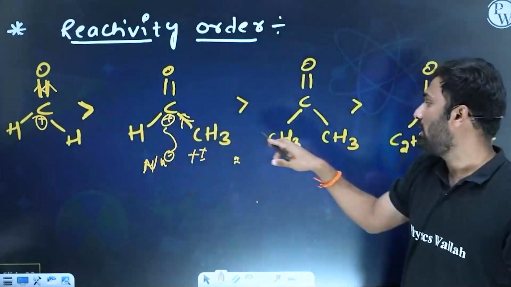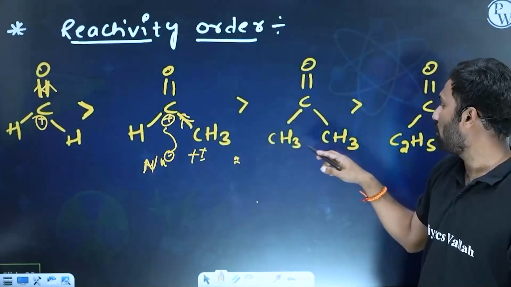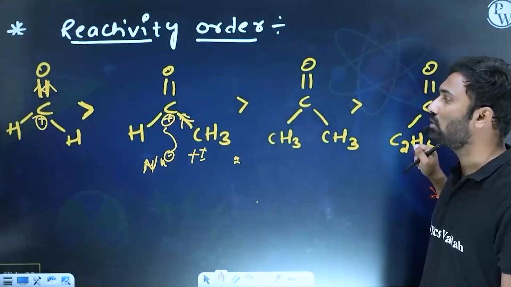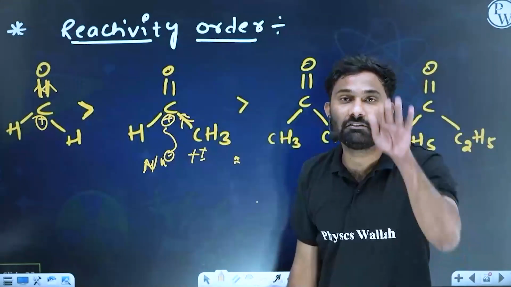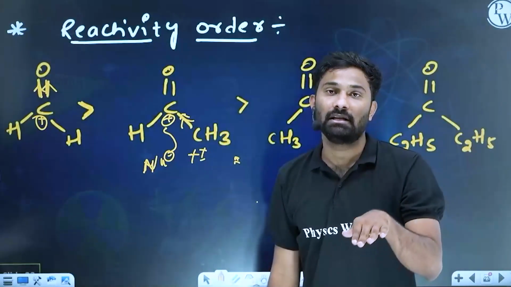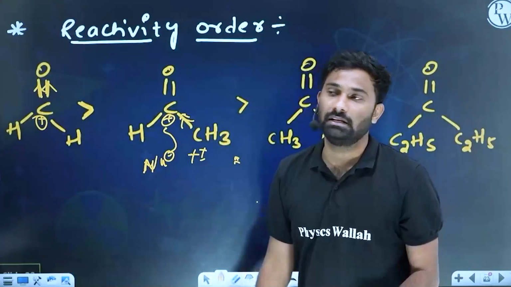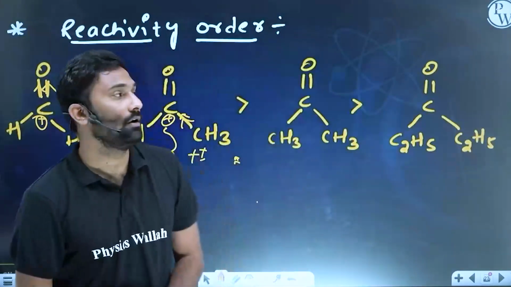Now as the plus I groups increase, the carbonyl group reactivity order will decrease. Now this is the reactivity order.